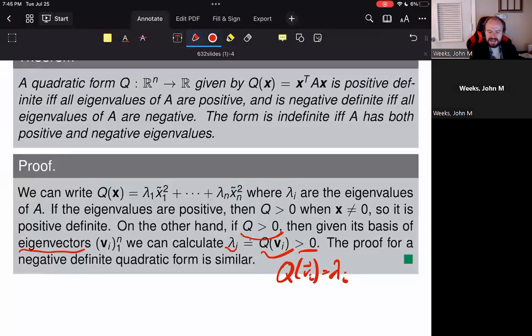By the way, the reason that these two things are equal is that, remember, these are written in terms of the change of basis, where the eigenvectors form the orthonormal basis. So we're really just looking at vectors like this, where there's a 1 in the ith position. So if I plug in the 1 in the x tilde sub i position, then what I get out of q of x is just going to be lambda sub i.